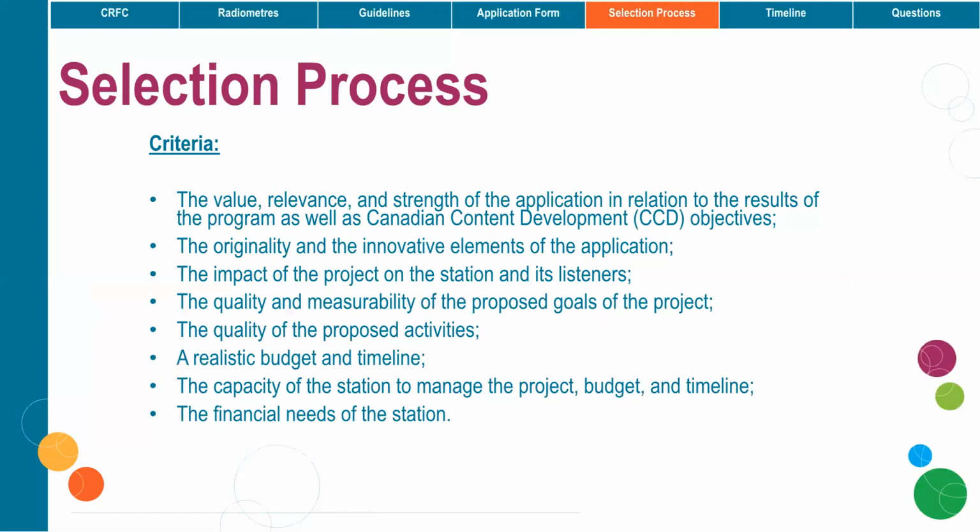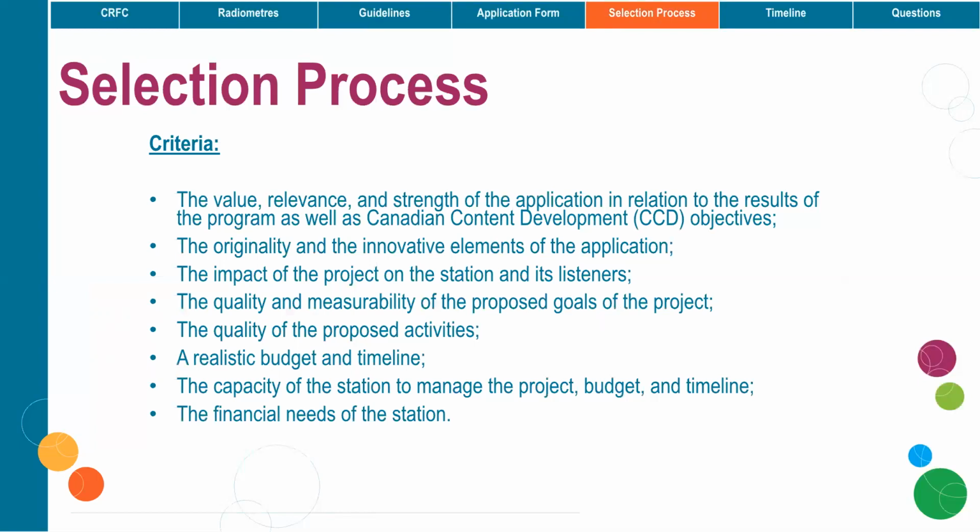Okay, so let's say you have submitted your application for funding. You can see here the selection criteria. They are available on our website as well as in the program guidelines, so I won't be reading them now. You should keep in mind these criteria when you write your application. And just so you know, the 3 first elements count for 40% of our assessment.